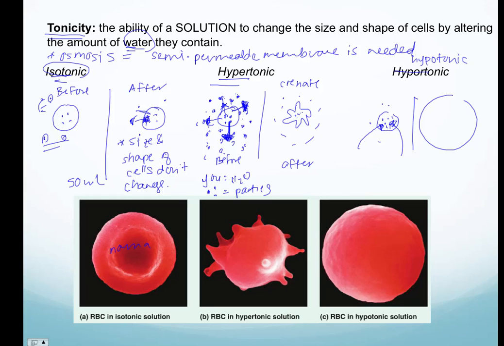So the way I remember this is a hypotonic solution, this O becomes bigger. So hypotonic solution. Your cell becomes bigger because now all that water is rushing in. All right. So key things to remember: hypertonic, hypotonic, and isotonic solutions.